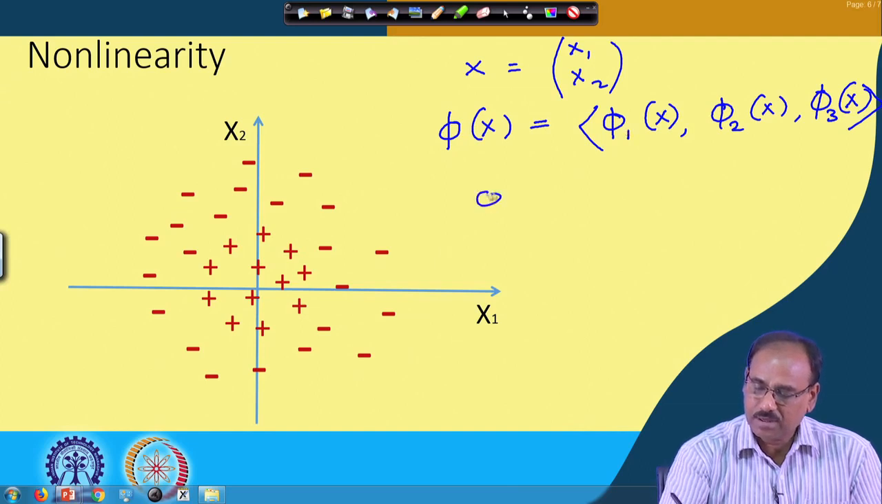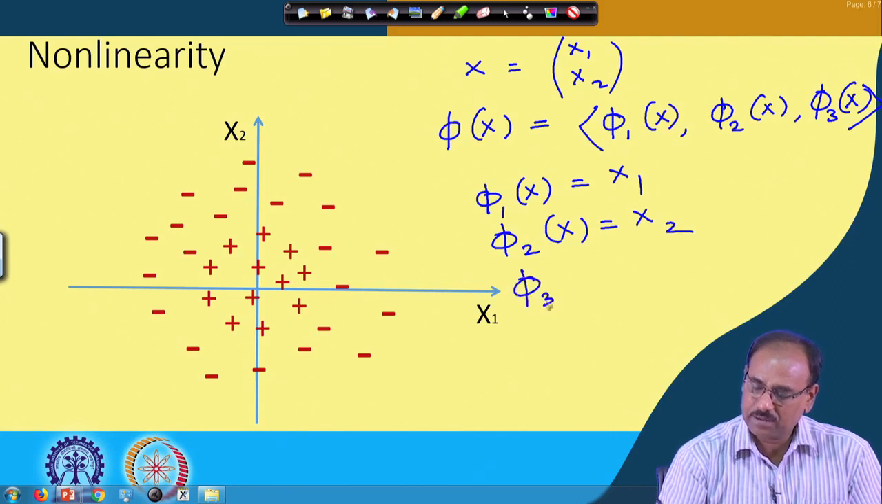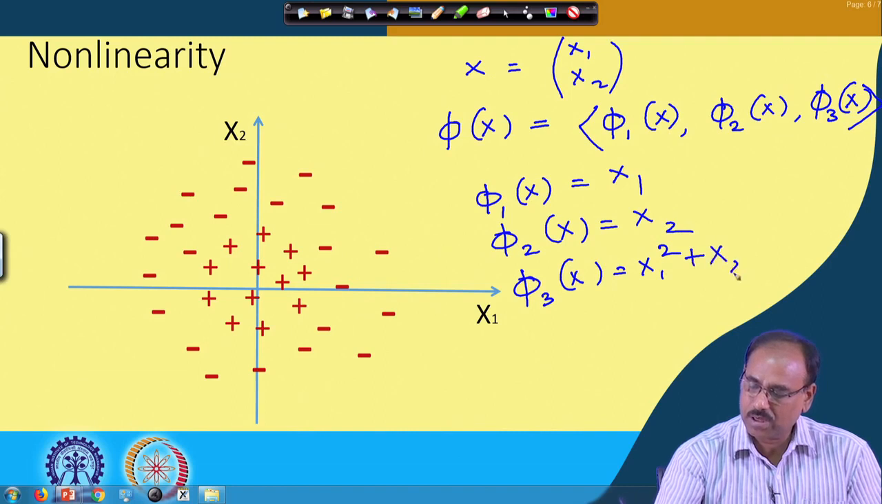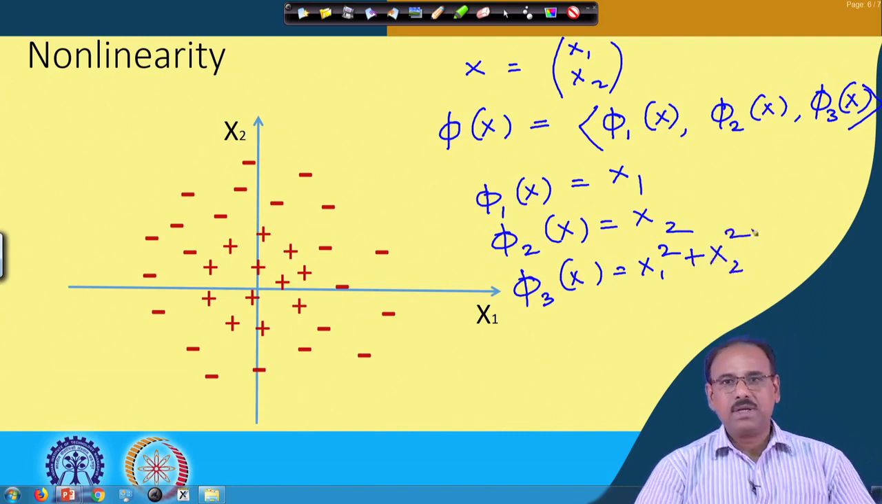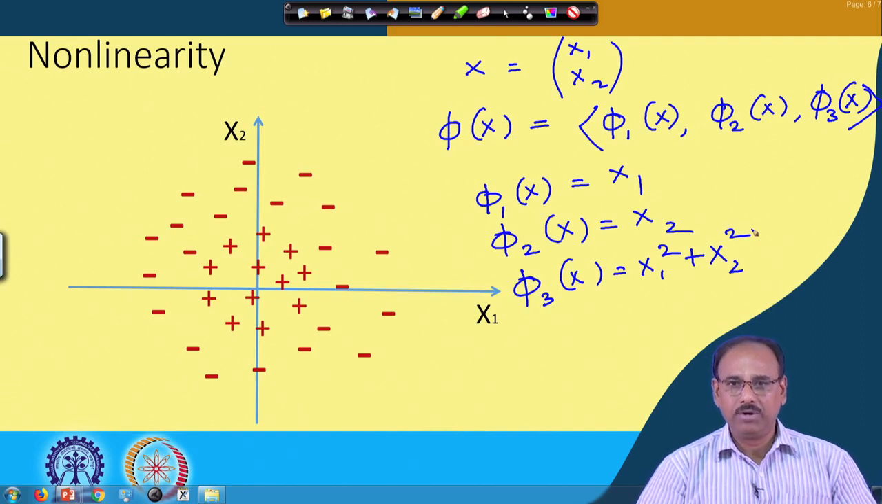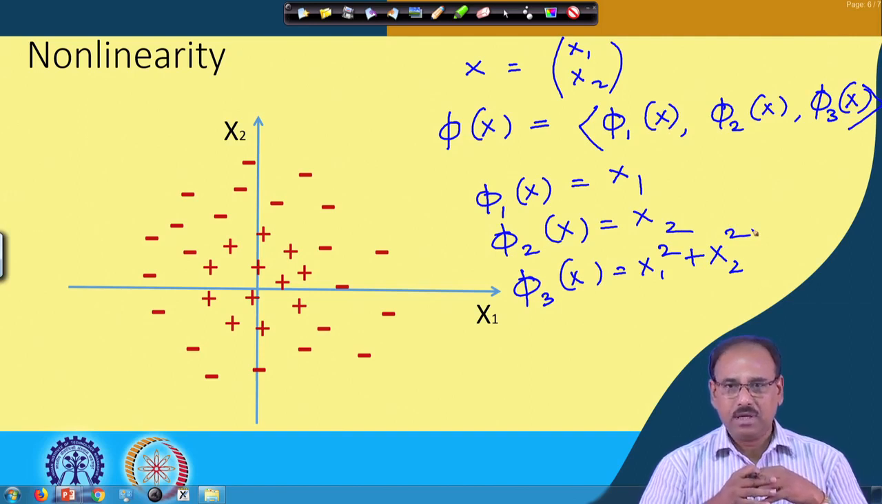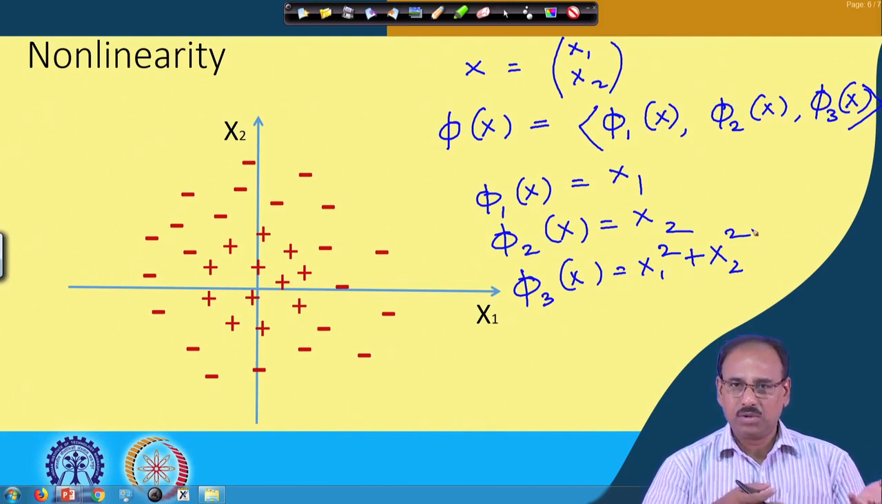What is phi 1x? Phi 1x gives you x1, phi 2x gives you x2 and phi 3x gives you x1 square plus x2 square. And that is the nonlinear mapping that we are going to have. So, you find that now I have converted these feature vectors from the x1, x2 plane, from 2 dimensions to 3 dimensions, where now the dimensions are given by phi 1, phi 2 and phi 3.